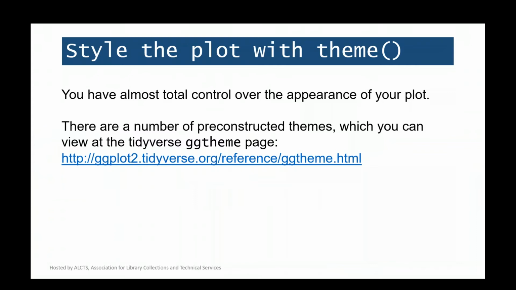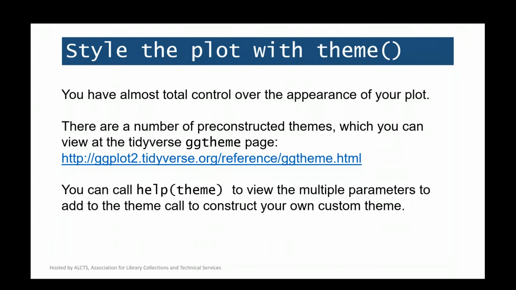Just a couple more slides here. Of course, you want to style your plot. You want to add a title. You want the scales to appear differently. You may want tick marks to be on certain numbers and not others. You have almost total control over the appearance of your plot, and this is called the theme of the plot. There are a number of pre-constructed themes, and you can look at those at this hyperlink. But if you call help theme, you can see there are dozens of different parameters you can control. It's just amazing the amount of control and precision that you have. And you can add these to your theme call and basically construct your own custom theme.